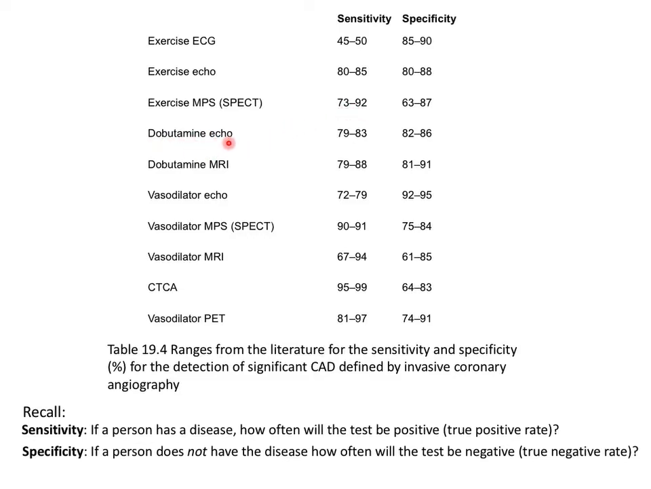Dobutamine echo means you give the person a drug called dobutamine. It's like adrenaline, and you don't have to exercise, but your heart starts beating really fast, right? So it's just like adrenaline, really. It's like, oh man, something big happened, and your heart starts going. And then that's how you drive the heart to a higher rate, and you look at it with echo, and if it continues to beat normally, it's likely the person doesn't have coronary disease. If the heart starts to beat abnormally, showing that there's a perfusion deficit, then that's positive. And again, these are generous, these numbers here.